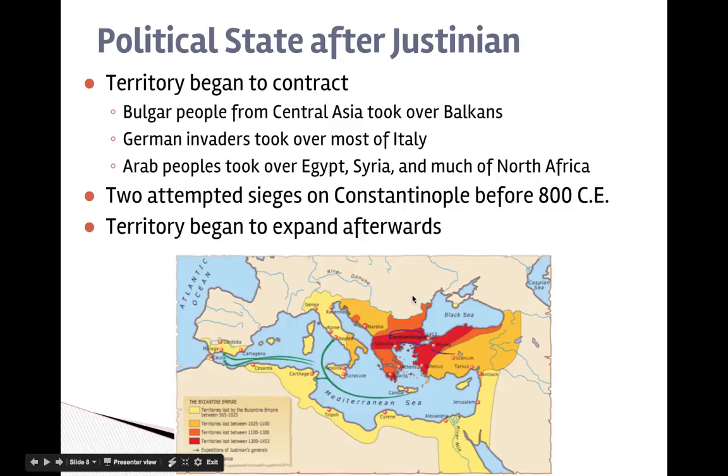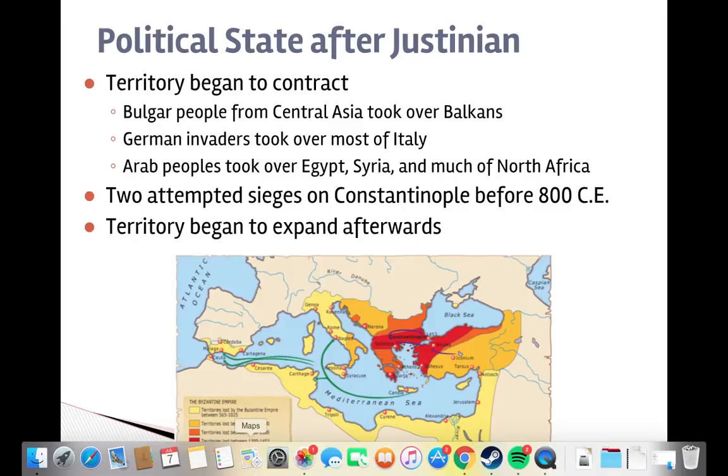So we're going to see that the Bulgars, who were the Turks from Central Asia, so they're coming from this area, are going to take over much of the Balkan region, which is over here. Then we're also going to see that the Germanic peoples are going to take over much of Italy. We already are familiar with that because of the fall of the Roman Empire. And then we're also going to see that Arab peoples are going to come and take over parts of Syria and Egypt and the rest of North Africa.